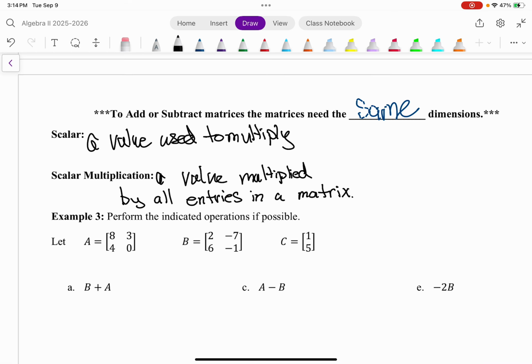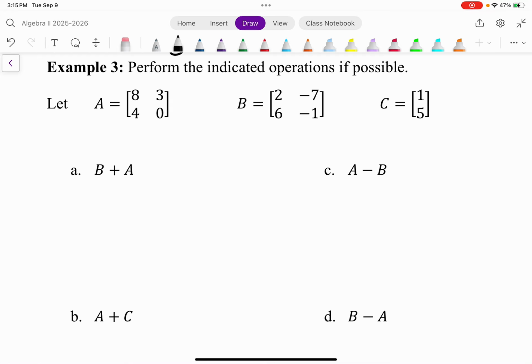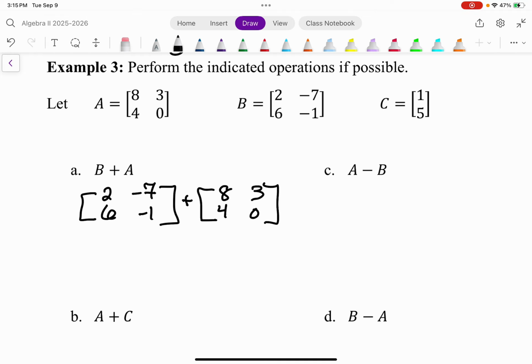We are going to perform the indicated operations if possible. So remember, if they don't have the same dimensions, we cannot add or subtract them together. So for letter A, we're going to add matrix B plus matrix A. So we're going to copy those down: -7 on top, 6, -1 on the bottom, plus A, which is 8, 3 on top, 4, 0 on the bottom.